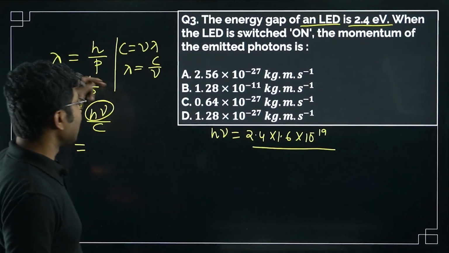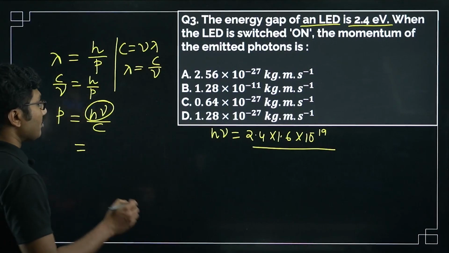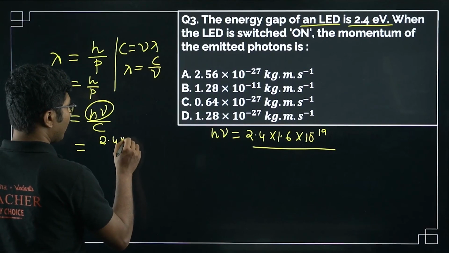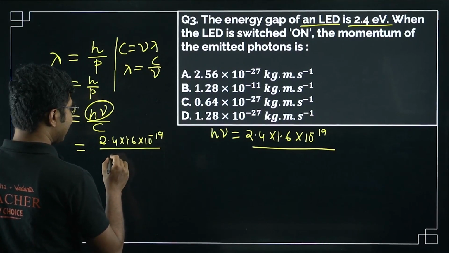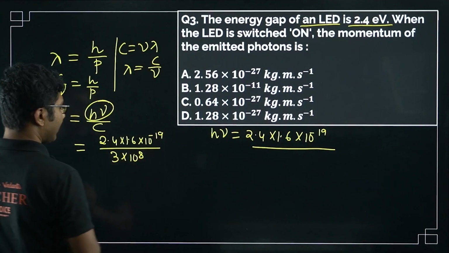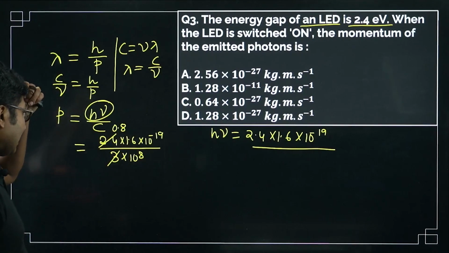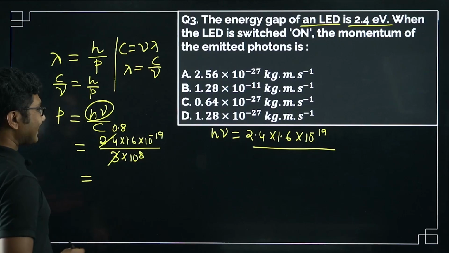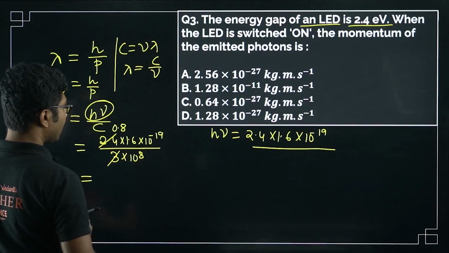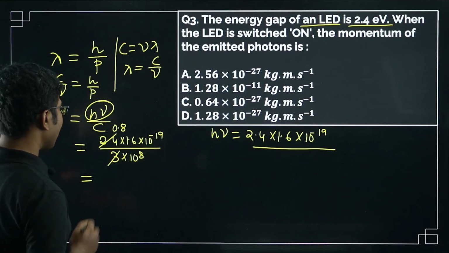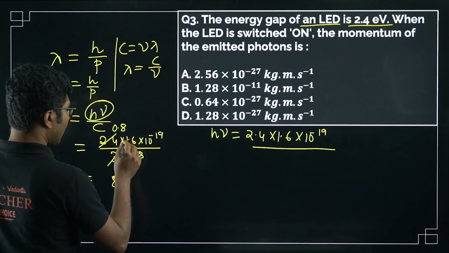That's it. Okay, so basically this formula is from Einstein's equation and this formula is from the de Broglie equation. So you have to put them together. 2.4 into 1.6 into 10 to the power of minus 19 divided by c, which is 3 into 10 to the power of 8, right? So 3 8s are 24, 0.8 will be here. Now it will be 16 into 8. So what you can do is you can multiply it with 8 and then you can add one decimal. So it will be 6 8s are 48 and 4 8s are 32.